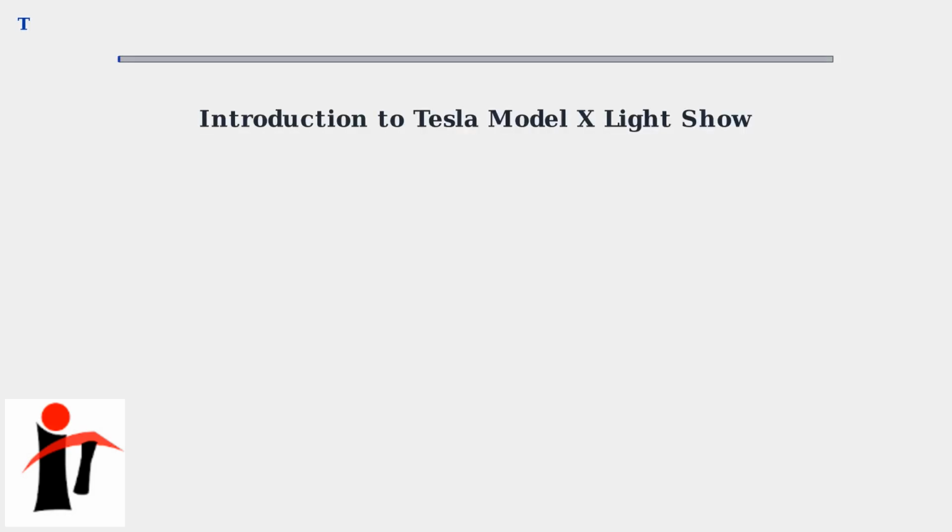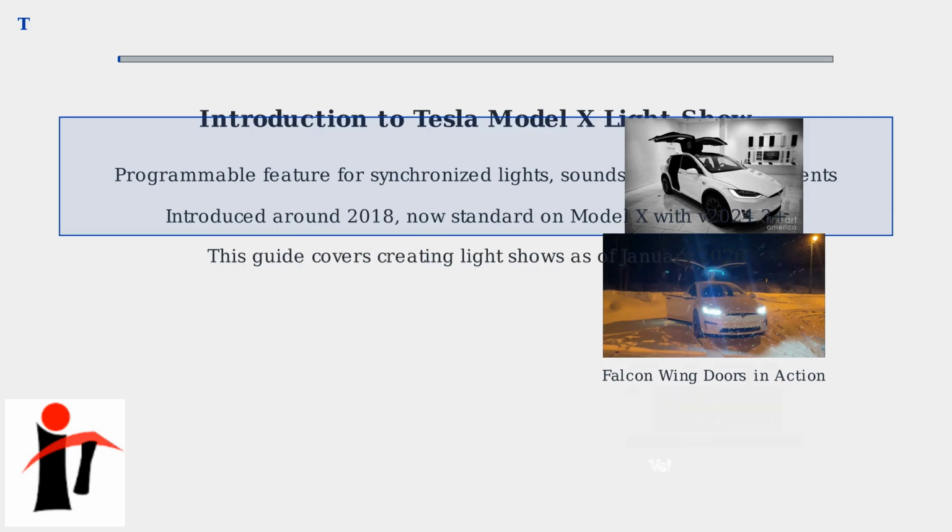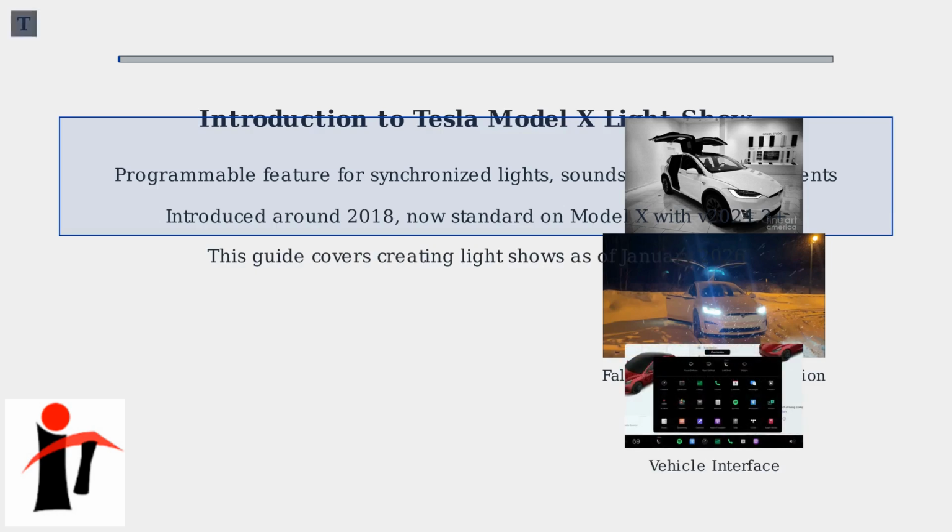The Tesla Model X light show is a programmable feature that allows you to create synchronized sequences of lights, sounds, and falcon wing door movements. Introduced around 2018, it's now a standard feature on Model X vehicles with software version 2024.3 or later. This video will guide you through creating your own light shows as of January 2026.